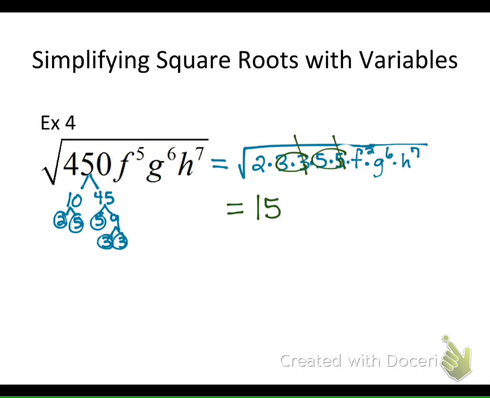Now I'm going to look at my variables. That's f to the 5th. Take it down one because it's odd. So we know that one variable is going to be left, so I'm going to underline it. And I'm going to take 1 off of 5 and get 4. So what's half of 4? 2. So f to the 2nd goes on the outside.